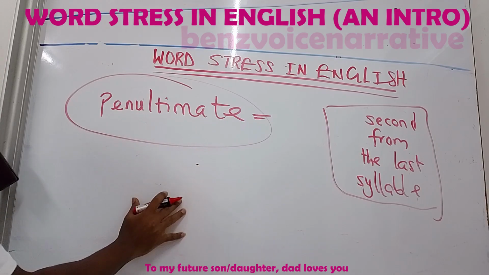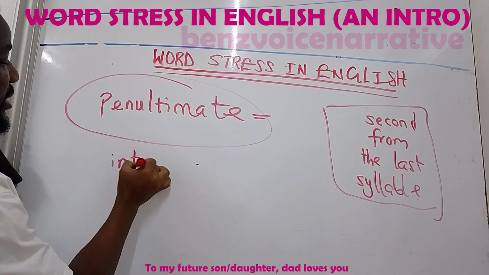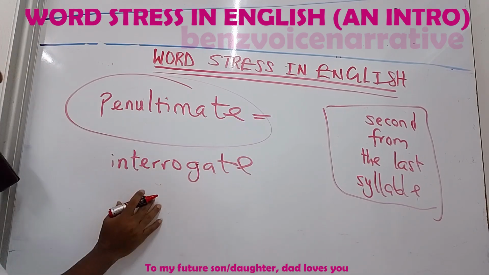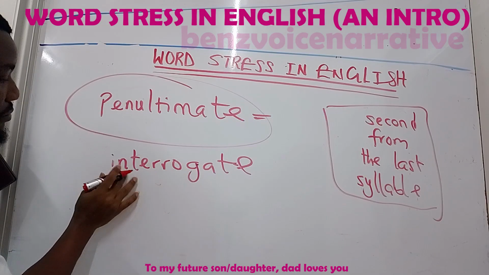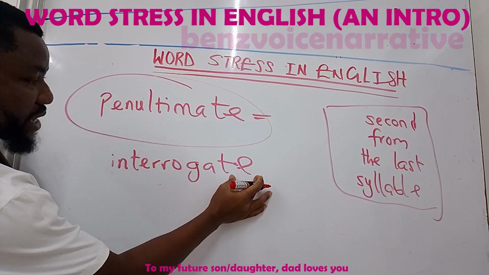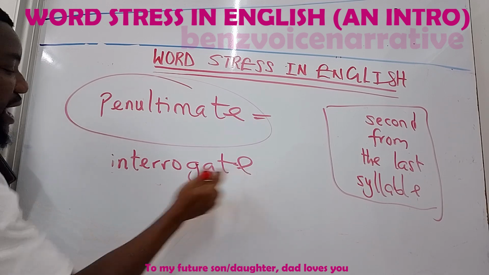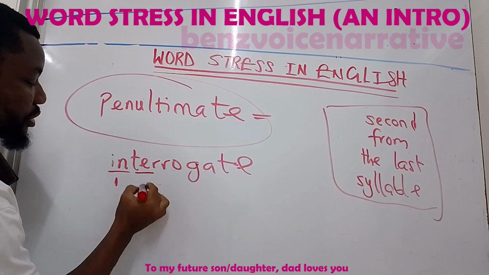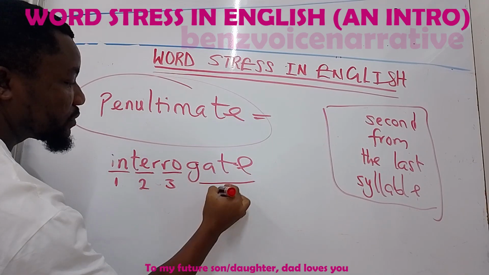Identify the penultimate syllable in this word: interrogate. Now look at this word interrogate. The first syllable is what? We'll start counting from here. Sometimes you feel like you might want to count from the front, but most of the time, when it comes to stress placement, we'll start counting from the back. So in is 1, ter is 2, row 3, gate 4.